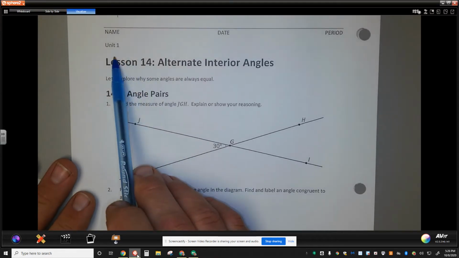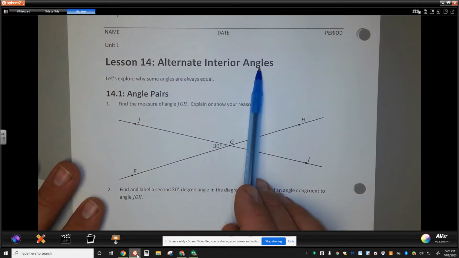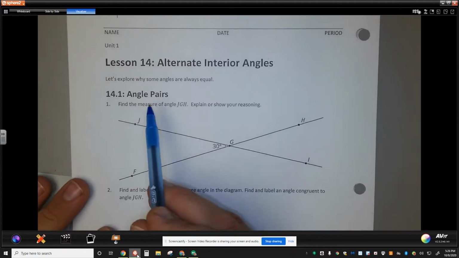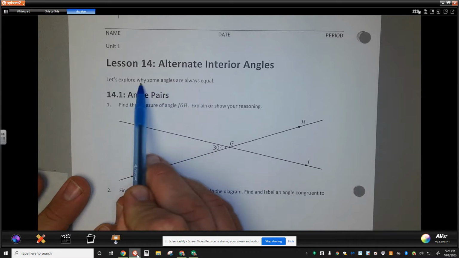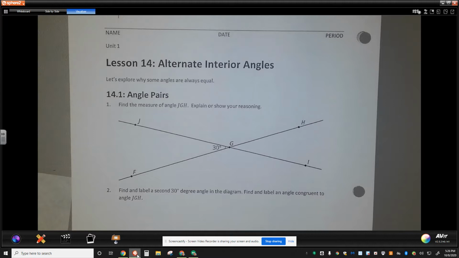Today we'll be working in Unit 1, Lesson 14. We're going to learn about alternate interior angles. To learn about alternate interior angles, we are going to use some of the previous learning that we've already used to make some predictions, to make some claims, and then we're going to use rigid motion to back up our claims as evidence. To get started, our goal today is to explore why some angles are always equal. If we're saying some angles are always equal, that means that some angles are not always equal, and we'll talk about what that means here in a few minutes.